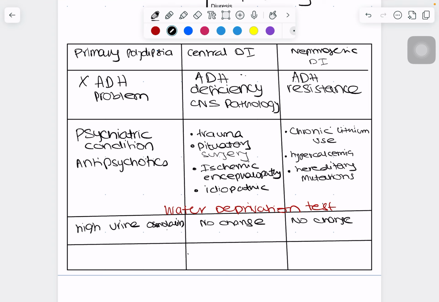The second test that we do is checking their response to desmopressin. So desmopressin is an ADH analog, and in a patient with primary polydipsia, giving desmopressin will have no effect because already the ADH mechanism is in place. It's working properly. In central diabetes insipidus, since we know that there is a deficiency of ADH, now that we're supplying the body with that ADH in the form of desmopressin, our urine osmolality will increase.